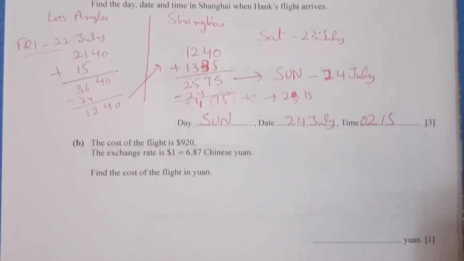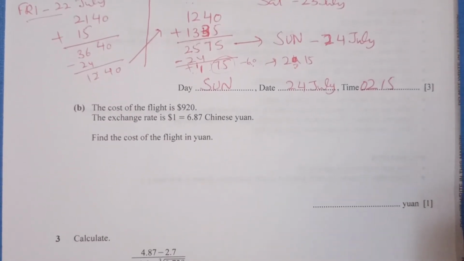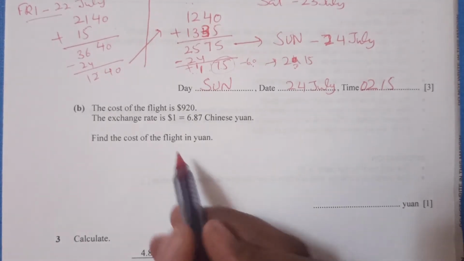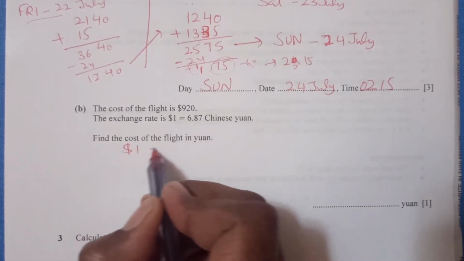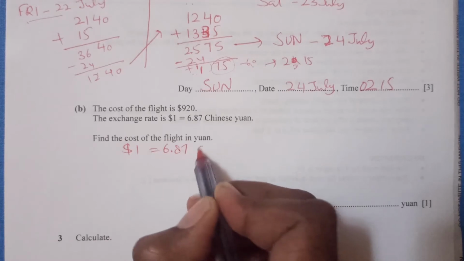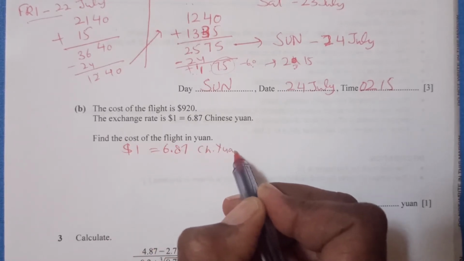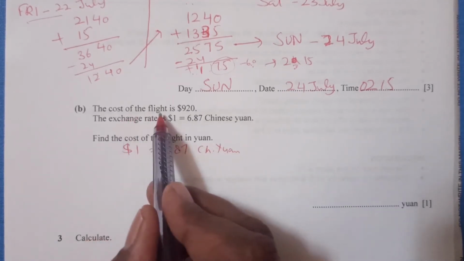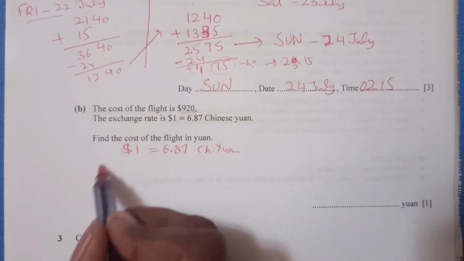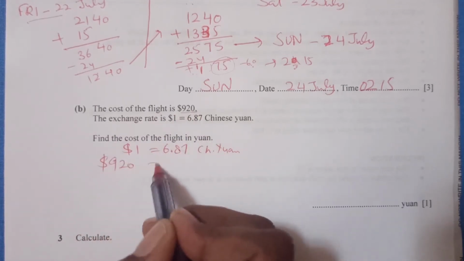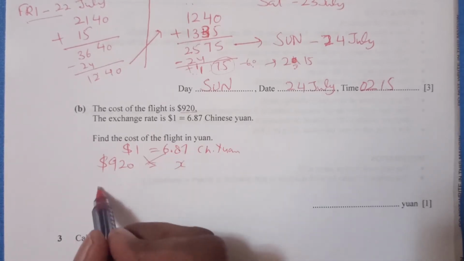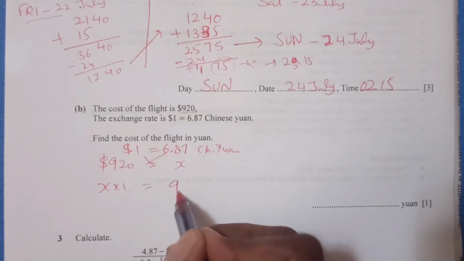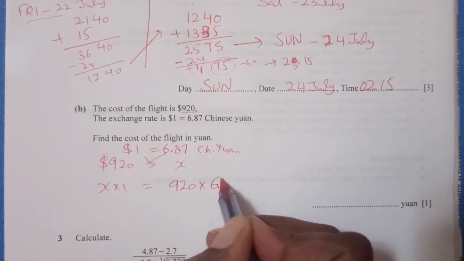Now part B. The cost of the flight is $920. The exchange rate is $1 to 6.87 Chinese yuan. So $1 is equal to 6.87 Chinese yuan, right? The cost of the flight is 920. So we are looking for how many Chinese yuan $920 will make. So cross multiply: x times 1 will be 920 times 6.87.